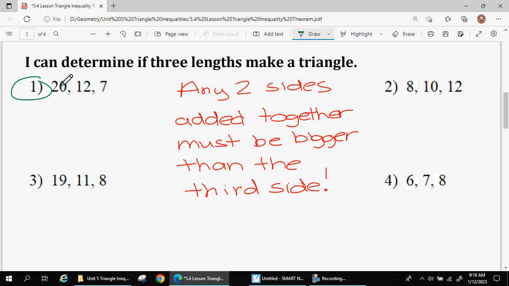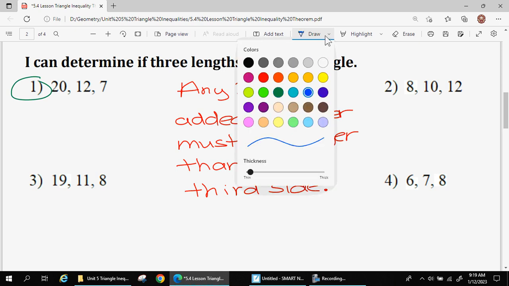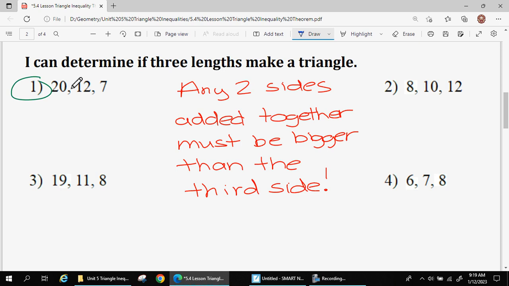Well, of course, 20 is already bigger than these two sides, so it doesn't matter what I add to it, it's going to be bigger than the third side. 12 is bigger than 7, so if I add something to that, it's going to be bigger than 7. So basically what we do here as maybe a shortcut, we all like the quickest way, is we're going to pick the smaller two sides. And if we add the smaller two sides, and those two small sides added together are bigger than this third side, then we can build a triangle out of these three sides.